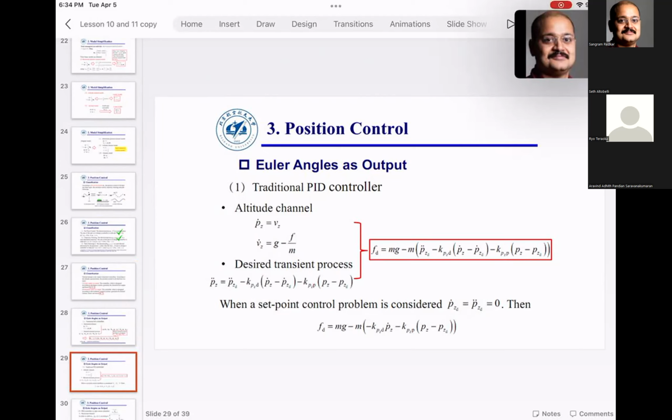So this is the controller equation for the z distance, or basically the forces in the z direction, or the height that you want to maintain. If you want to maintain the height, then you have this altitude channel. p dot z is equal to the velocity that you get from the accelerometer, and then vz dot is equal to g minus F over m, where F is nothing but the thrust from the prop, and m is the mass of the quadcopter.